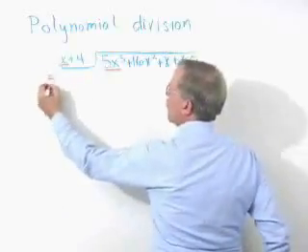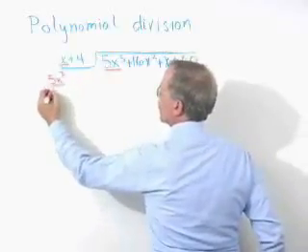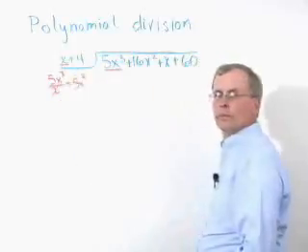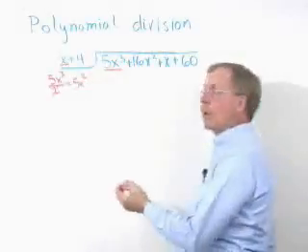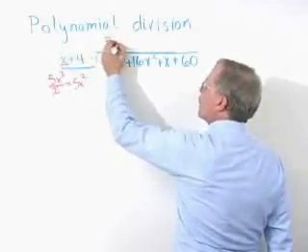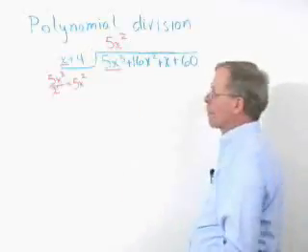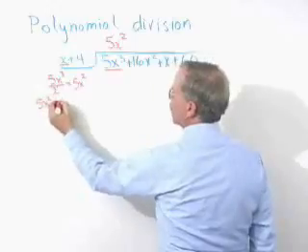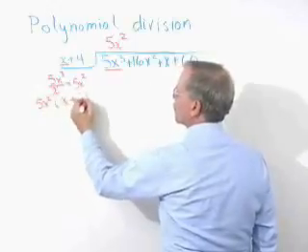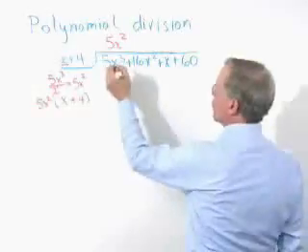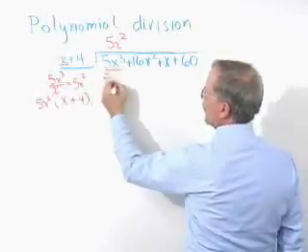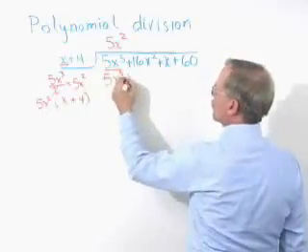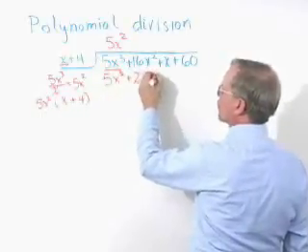So we'll take 5x cubed divided by x and get 5x squared. That becomes our trial divisor, 5x squared. Next, we'll take that 5x squared and multiply it by the divisor, which is x plus 4, and put our answer right here. So that will be 5x to the third plus 20x squared.